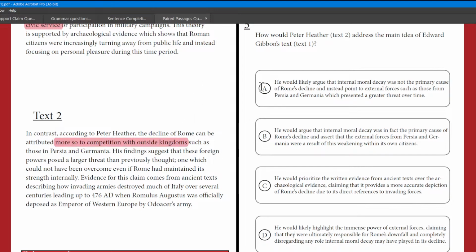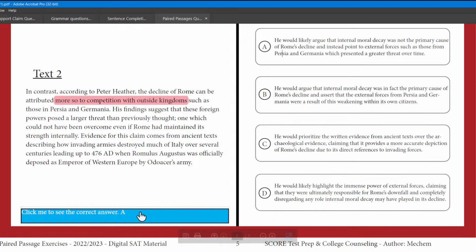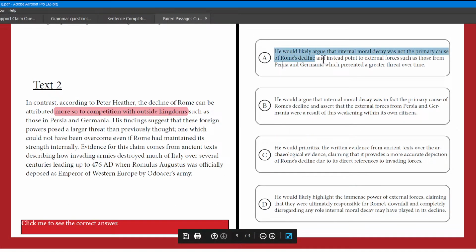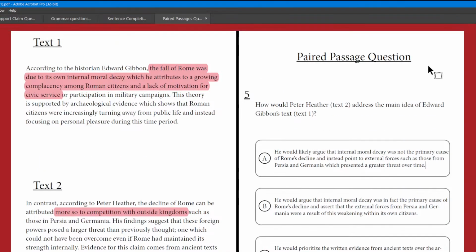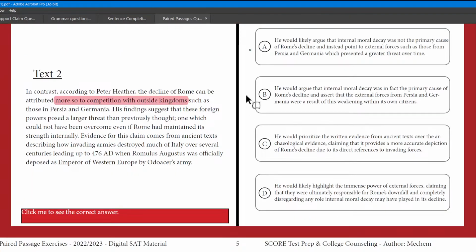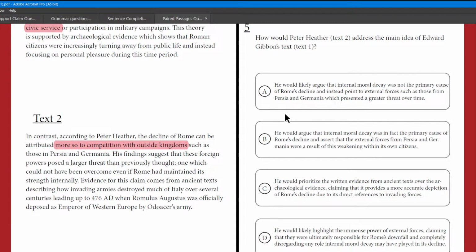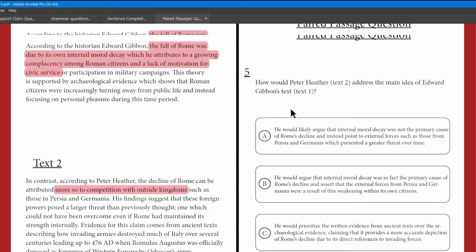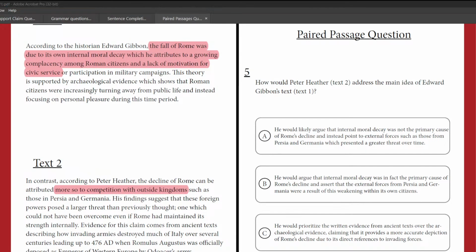I just need to pick an answer that does that. Moral decay was not the cause. Yup. Point to external forces. Yup. Persian, Germania. Yep. Okay. A is the right answer. If you get an easy lock like this where it's just, duh, A is the right answer, don't even worry about B and C and D. That was perfect. That was an open and shut case. Easy peasy. All right. We're doing pretty good.